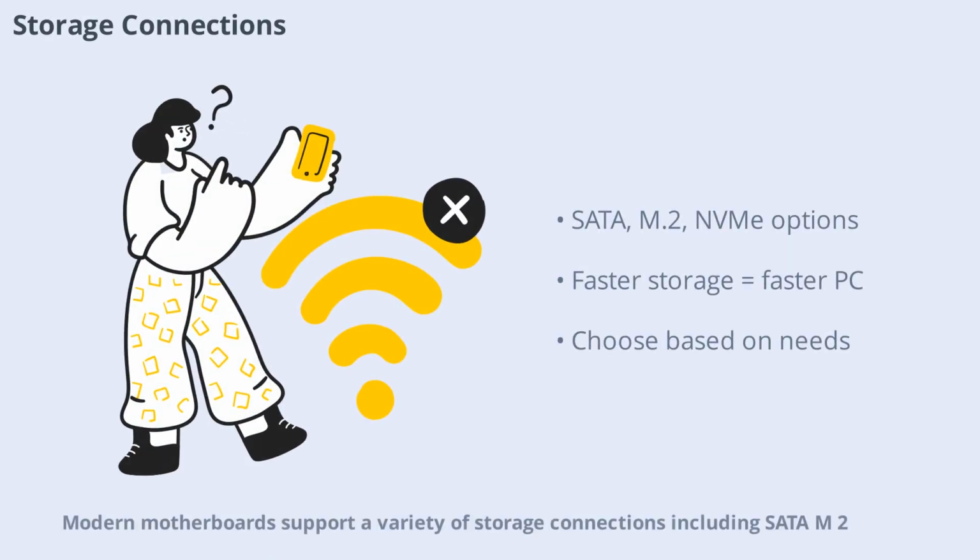Modern motherboards support a variety of storage connections, including SATA, M.2, and NVMe. These determine how fast your computer can read and write data. We'll explain the differences between these connections, what kind of drives they support, and how to choose the right storage for your needs. Fast storage means quicker boot times and faster file transfers, so it's worth understanding your options.